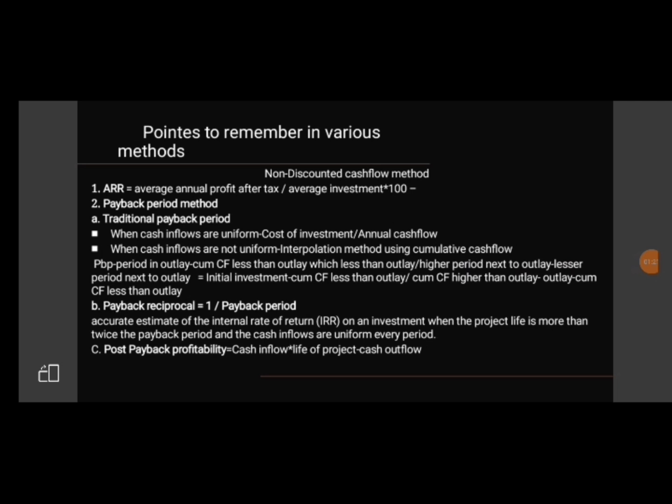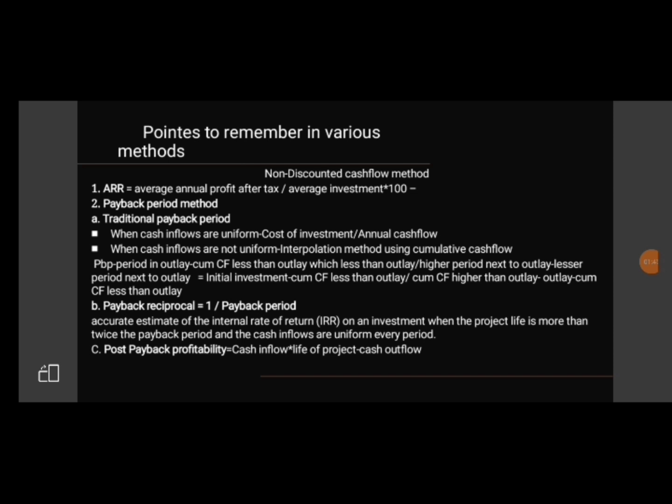Under the non-discounted cash flow method, the first one is ARR, which is equal to average annual profit after tax divided by average investment, into 100. That is, we need to find the average of all the annual profits for various years and divide it by the average investment. Then the payback period method.